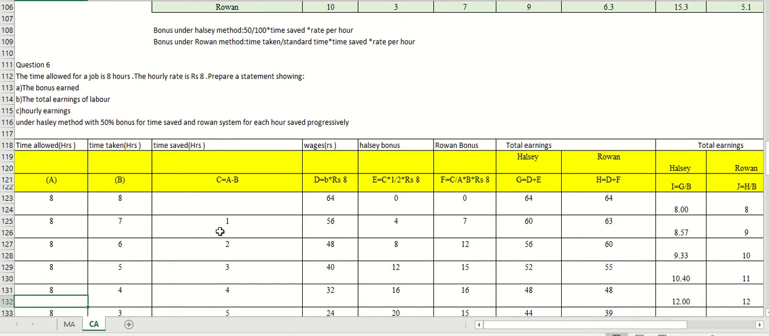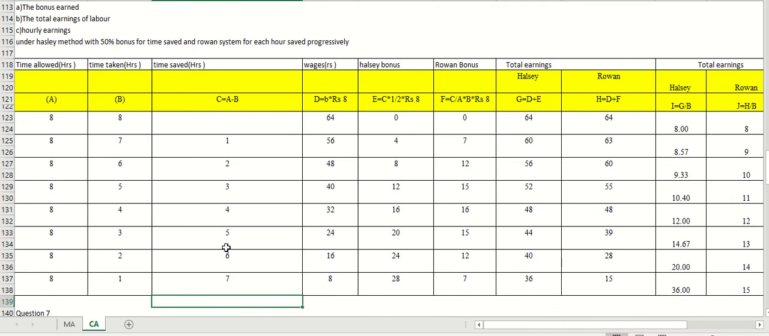So if you see the C column, which is time saved, time allowed minus time taken, for the first one it is 0, for the second one it is 1, for the third one it is 2, 3, 4, 5, 6 and 7. Hence your time taken will be 8, 7, 6, 5, 4, 3, 2, 1, wherein you are saving 1 hour under each of the cases.